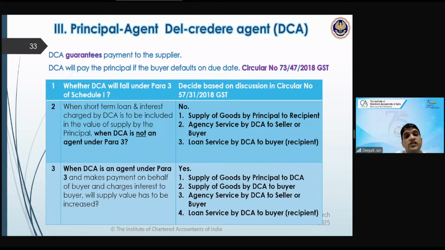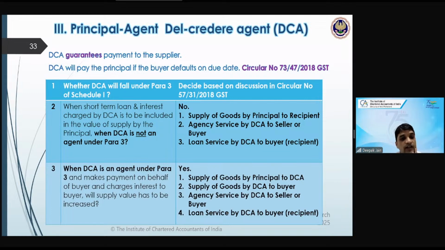Okay. So that's why I'm saying this, that essence of composite supply. Whatever is a transaction of a composite supply will get added to the main supply. So in this case, when the loan and interest is getting charged, the question is whether interest will become part of the value of supply. The answer is no, because the agent is giving the loan to the buyer in his own capacity, not affecting the sales.